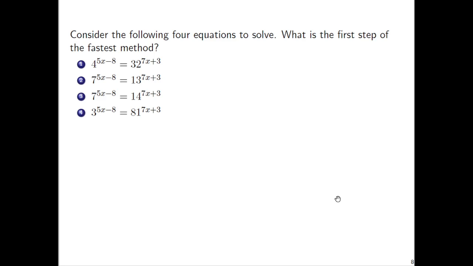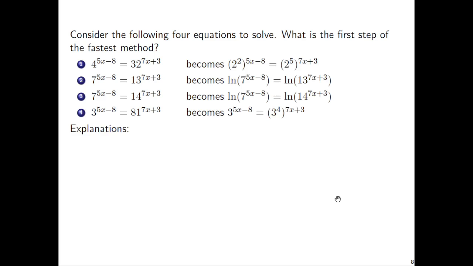Well, for all 4 of these equations, you could certainly apply ln to both sides. And there are some equations where that's really the only approach. But for some of these, there are faster approaches. So for the first equation, both 4 and 32 are powers of 2, right? So you could replace the 4 with 2 to the 2. You can replace 32 with 2 to the 5. For the last equation, 3, just leave it alone, but then 81 is 3 to the 4th. Okay? For the second and third equation, the most natural thing to do is apply ln to both sides.